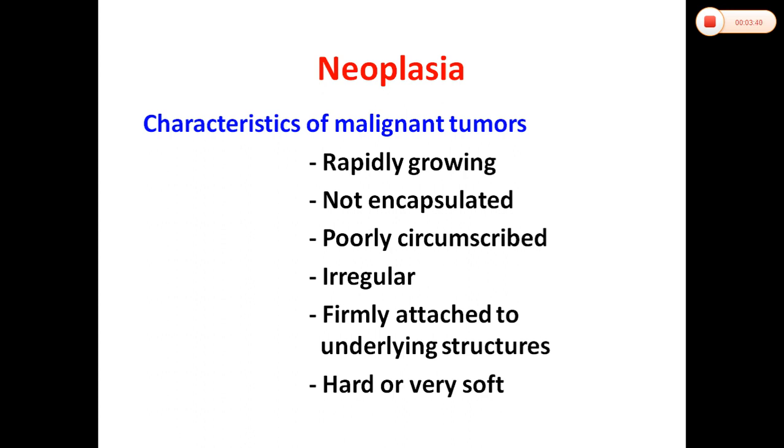Malignant tumors are collectively referred to as cancers, and the term is derived from the Latin word for crab. Like that of a crab, they tend to adhere to any part and they seize on in an obstinate manner. The characteristics of malignant tumors are they are rapidly growing, not encapsulated, very poorly circumscribed and irregular in shape, and firmly attached to the underlying structures, and the consistency may be hard or very soft.